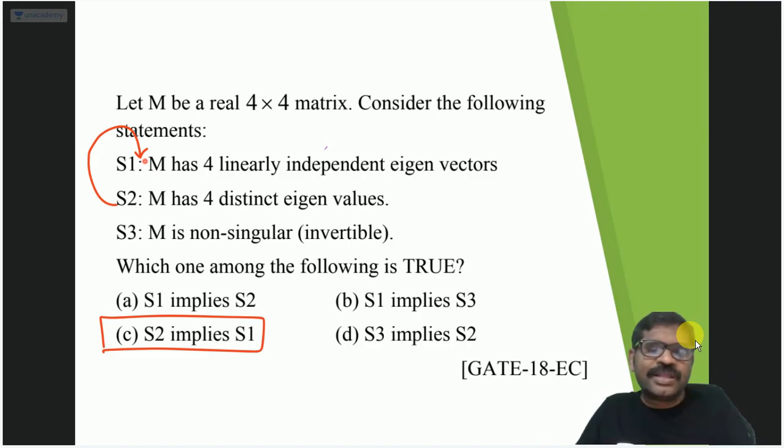M is non-singular: the matrix may be non-singular or singular, you can't say. In the case of singular also, there is a possibility of distinct eigenvalues and independent eigenvectors. I have given one example. Matrix M: 0 is one eigenvalue, 1 is one eigenvalue, minus 1 is one eigenvalue. That is not invertible, M inverse does not exist. Still it is diagonalizable. It has linearly independent eigenvectors and distinct eigenvalues, but the inverse does not exist. Okay? Next.